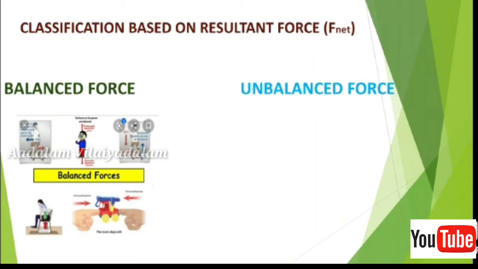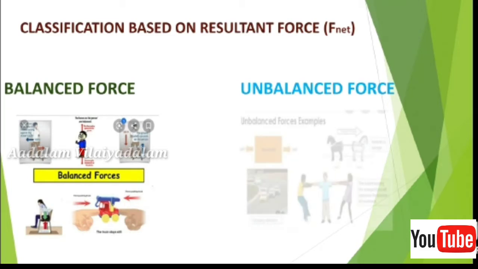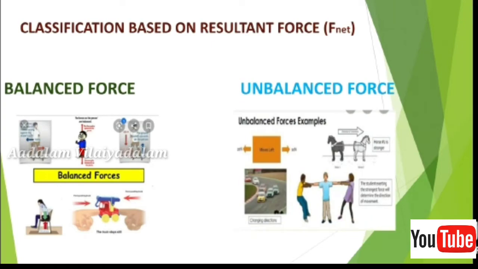Second one, unbalanced force. If the value of resultant force is not equal to 0, then it is said to be unbalanced force. So, if the value of resultant force is not equal to 0, that is said to be unbalanced force. An example for unbalanced force is changing the direction of a car while driving.